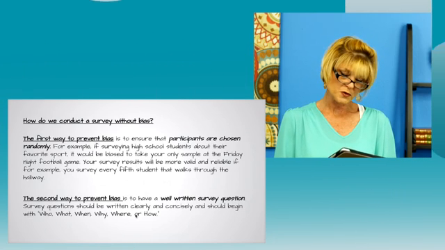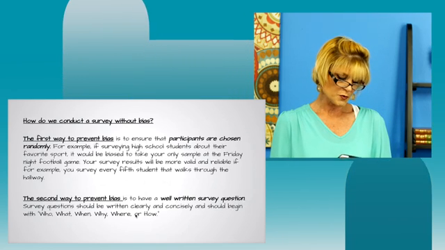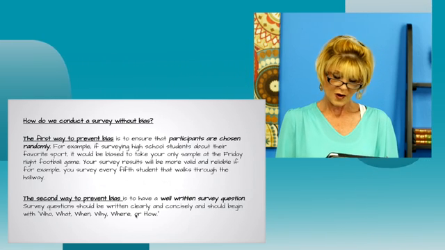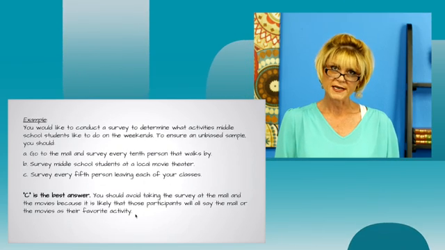The second way to prevent bias is to have a well-written survey question. Survey questions should be written clearly and concisely, as I said before, and they should begin with questions like who, what, when, where, why, or how.